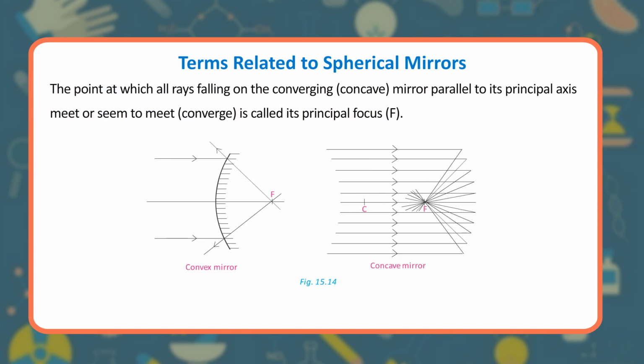The point at which all rays falling on the converging, concave, mirror parallel to its principal axis meet or seem to meet, converge, is called its principal focus, F. Convex mirror, concave mirror. Lenses.